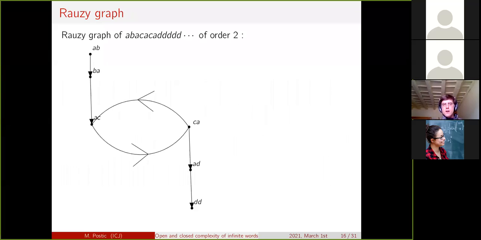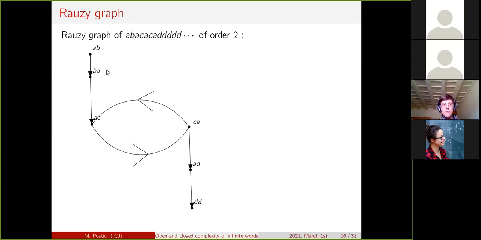Okay, I'm going to show rapidly on an example what I mean by Rauzy graph and what I mean by a path not necessarily corresponding to a factor. So if we take this word A, B, A, C, A, C, A, D, D, D, D, D, D, D, D, etc., and we try to construct its Rauzy graph of order 2, we are going to read this word and check the factors of length 2. You first have AB, so you put a vertex AB. Then you have BA, you put a vertex BA. Then you have AC, you put AC, etc., up to DD here.